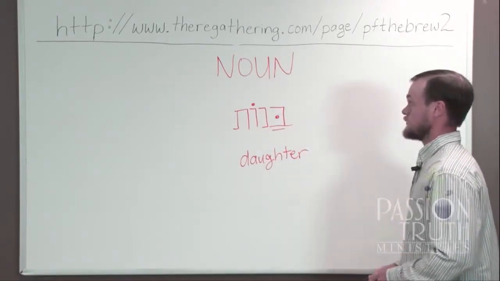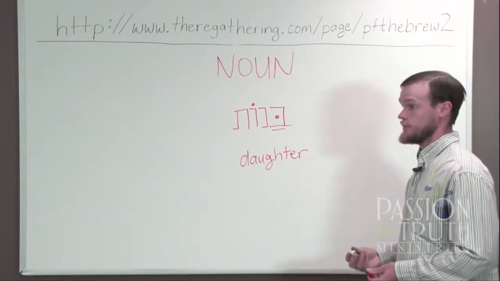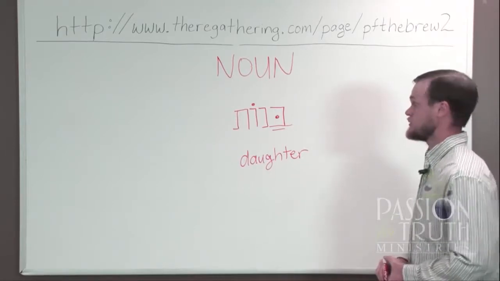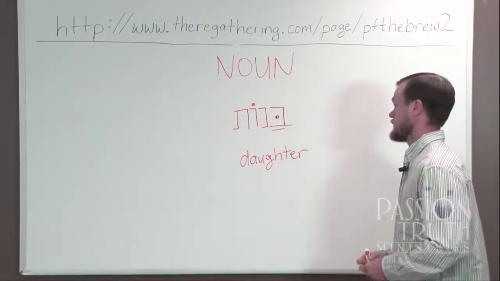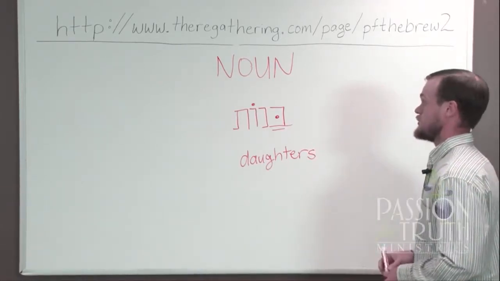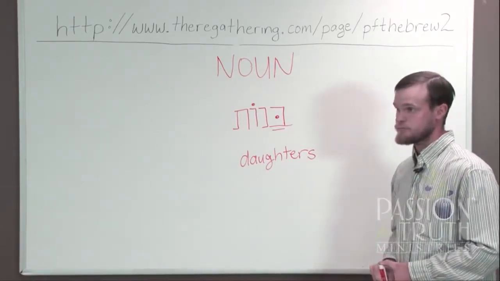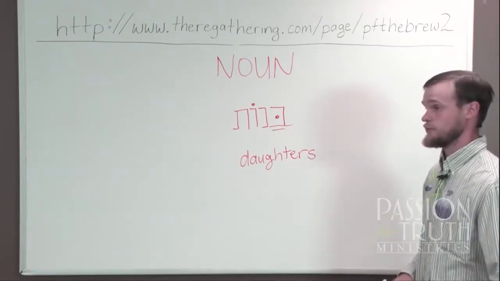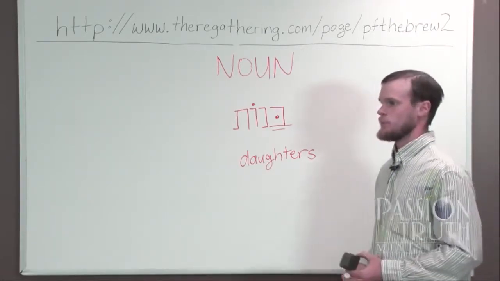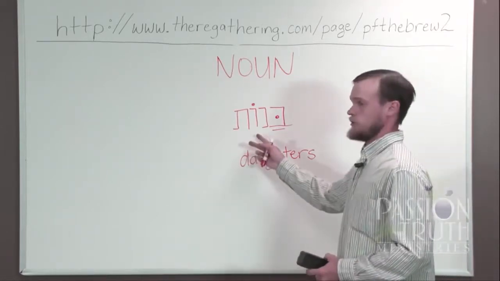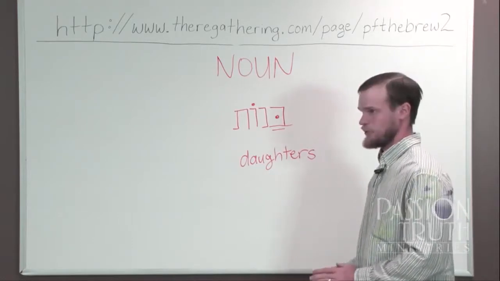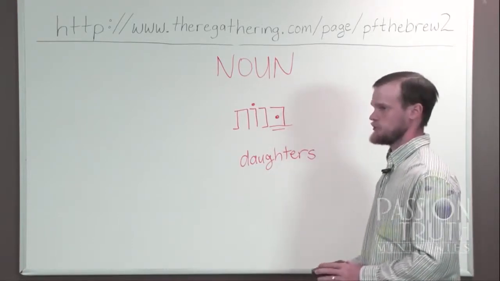Again, these are irregular forms. They are exceptions. There's no rule that tells you that this is going to happen. It's just something that has to be memorized in relation to the specific word. But bat is daughter, daughters is banot. Okay? So again, I will point these out as we run across them. I don't want to overload you with them right now, because in general, you're not going to find these things. They are exceptions. Okay, im and ot are going to be the rule of thumb for most Hebrew words.